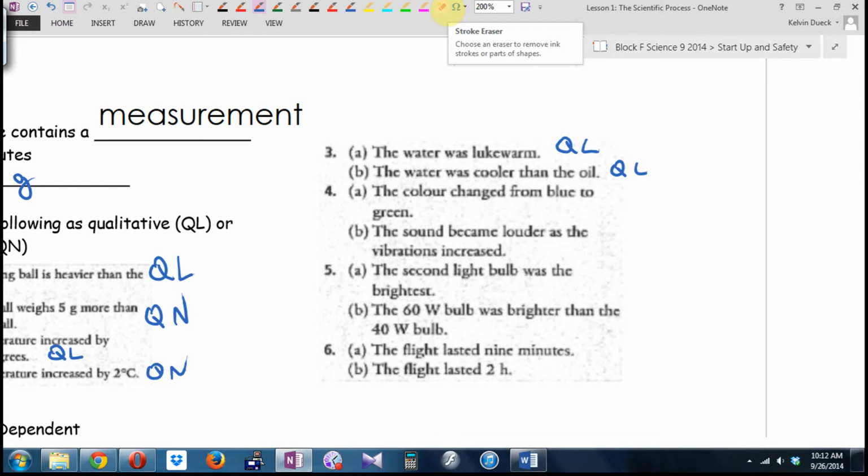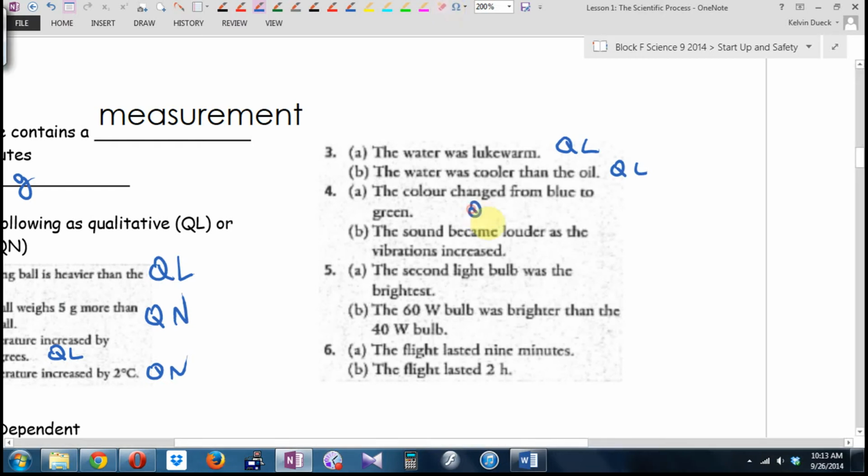A, the color changed from blue to green. B, the sound became louder as the vibrations increased. Again, for it to be quantitative, you're asking, did they measure something and give you some kind of numerical value? That's why I started with that question, because with qualitative, I kind of say, well, if it's not measured, then it's qualitative, is my real approach. Do you see something that was measured in 4A or 4B, a specific numerical value? No. Nope. Because it says it went from blue to green. How green? Dark green? Light green? Even that's qualitative. Measure green. We don't know how you measure green.